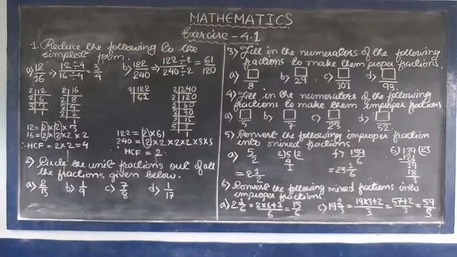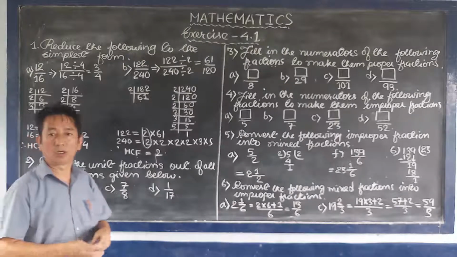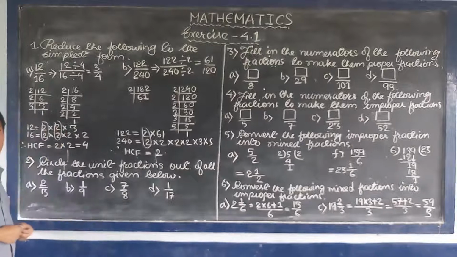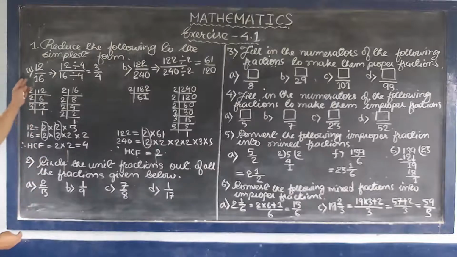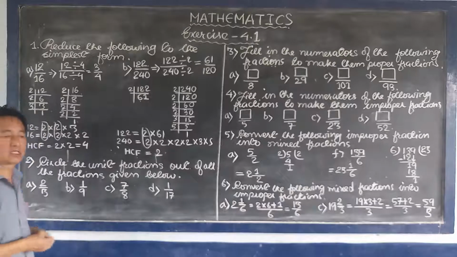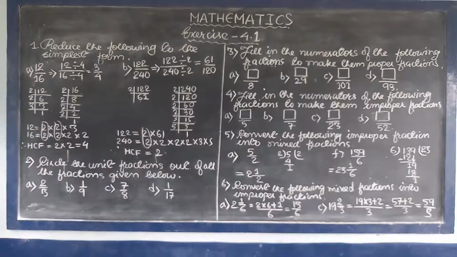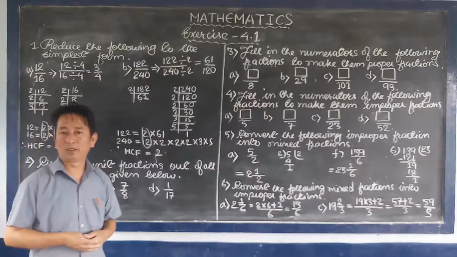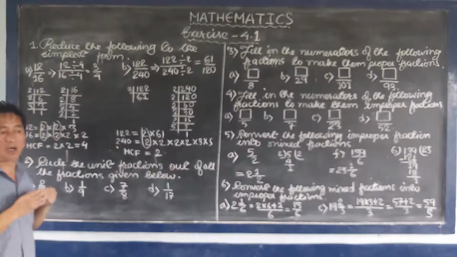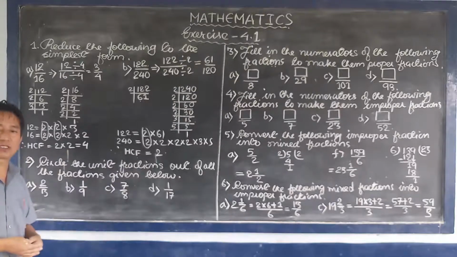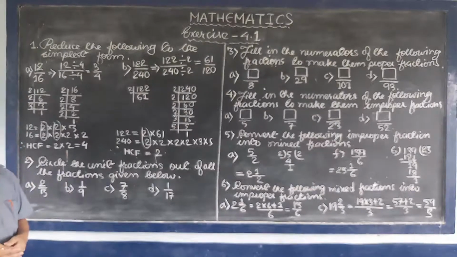This 12 and 16, both are divisible by 4. 4 3s are 12, 4 4s are 16. Here if you use 2, this will be time consuming. So in order to save our time, we'll find the HCF of this numerator and denominator. You know HCF means highest common factor. I think you have learned it in class 4. We can find the HCF of numbers by the prime factorization method and the long division method.